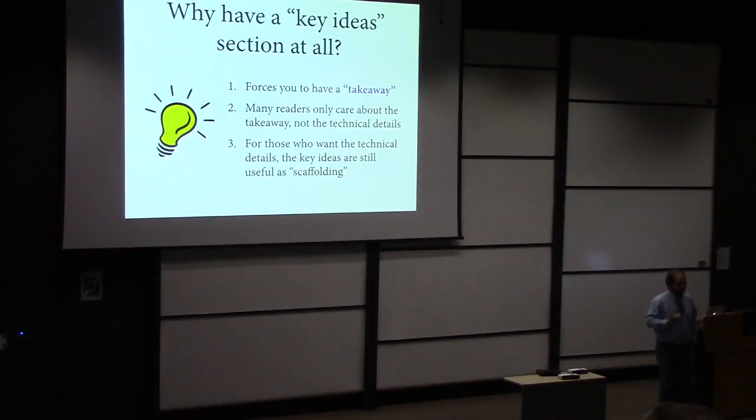Also, many readers of your paper do not want to know the technical details. They just want to know the takeaway. So you should give them a section which only describes things at that higher level. Certainly I know for myself, there are many papers I'd love to read, but I don't have time. I read very few papers in fine technical detail. I often just read them quickly to get the rough idea of what's going on. And for those who do want the technical details, these key ideas are still useful as a kind of scaffolding, this spiral model of learning that I described before.